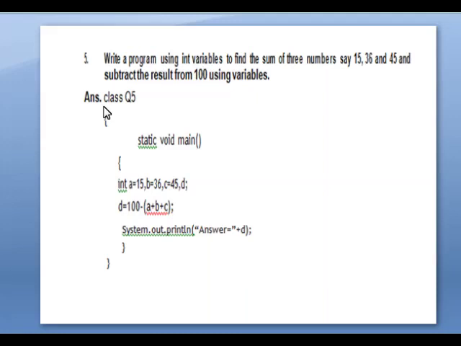So question number 5: static void main, int a equal to 15, b equal to 36, c equal to 45, and we are going to subtract the addition of all these values from 100. Okay, so d equal to 100 minus (a plus b plus c).